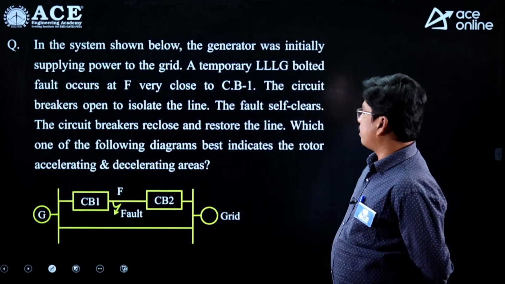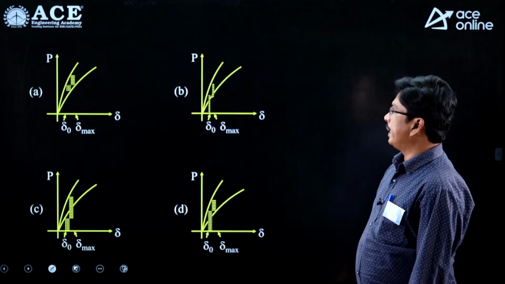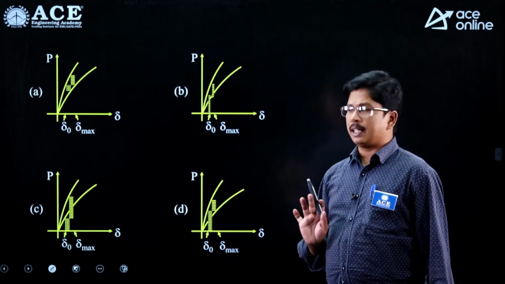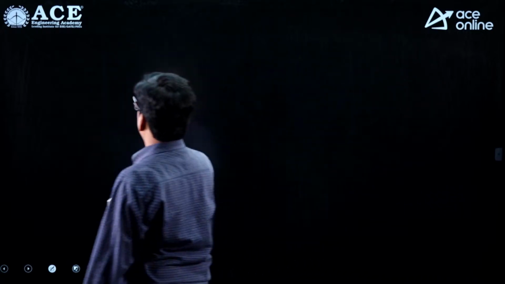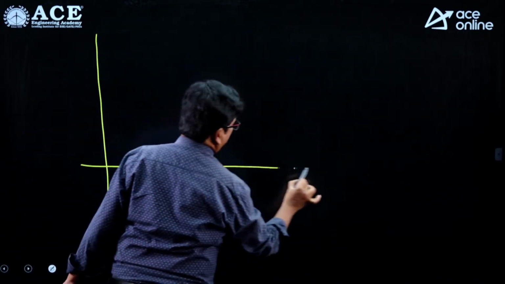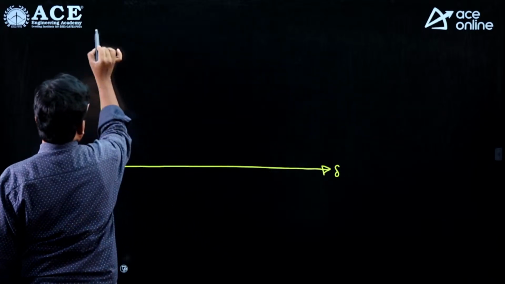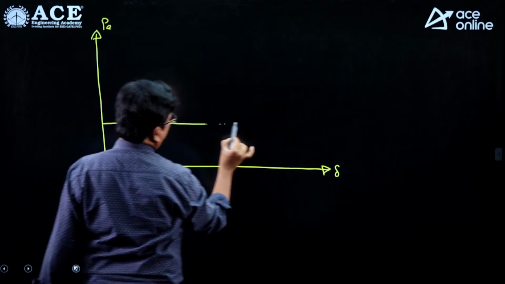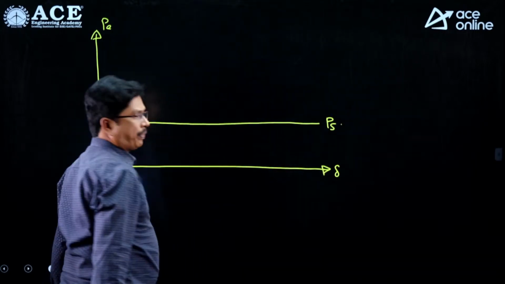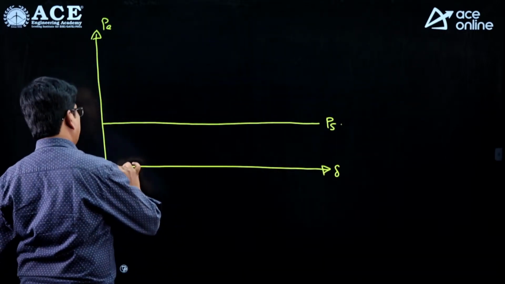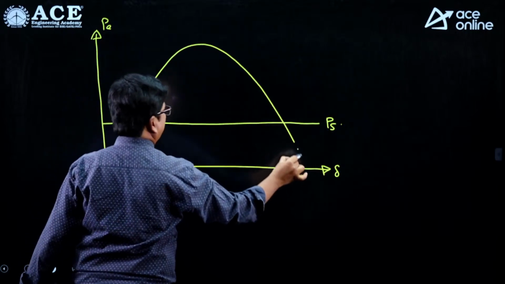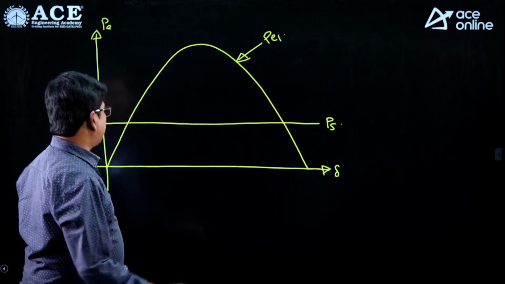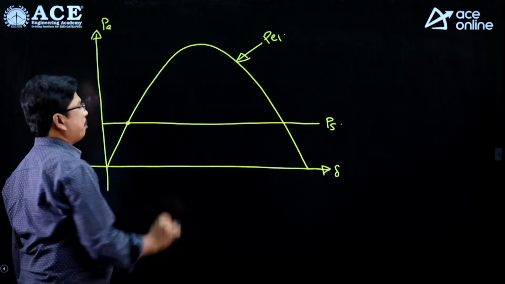Which of the following diagrams is best indicating the accelerating and decelerating areas? These are the approximate diagrams they have given, right? So from these approximate diagrams we have to give the answer. Initially, this is the load angle delta, this is the electrical power P, and this is the shaft power input, the mechanical power. For this shaft power input, the electrical power output we are going to get initially is this one. This is the PE1 curve. This is the initial stable operating point.